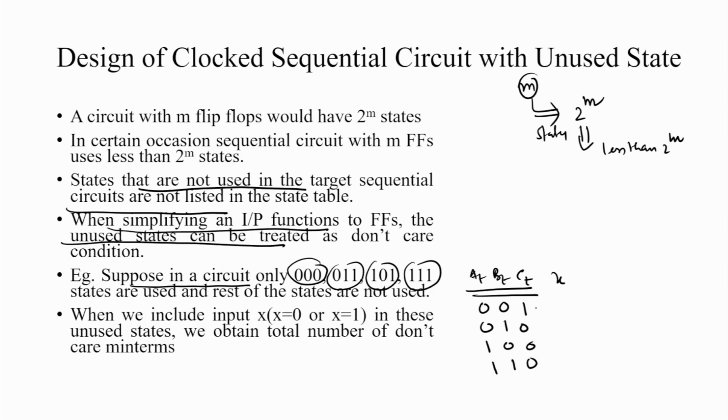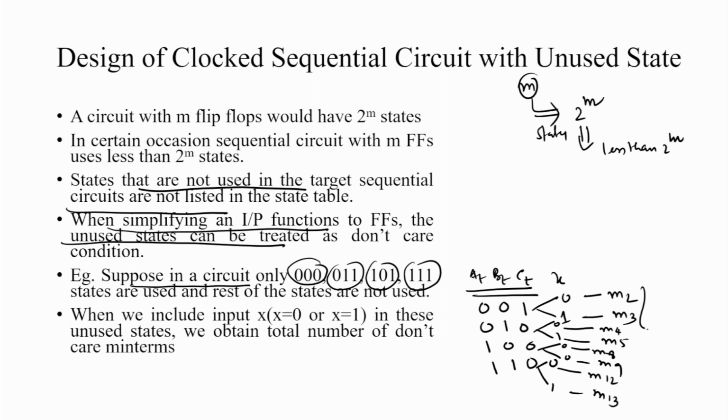Whatever the value of x, where x is equal to 0 or 1: when x is 0, this is 0 1 0 0, which represents minterm m2, and when this is 1 it represents minterm m3. Similarly, 0 1 0 0 represents m4 and 0 1 0 1 represents m5. Similarly, 1 0 0 0 represents m8 and 1 0 0 1 represents m9, and here with x being 0 or 1, this represents m12 and m13. These are the unused states.